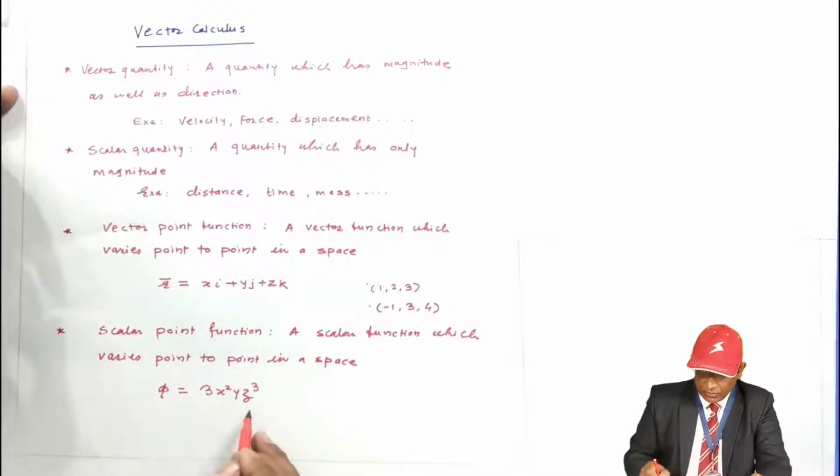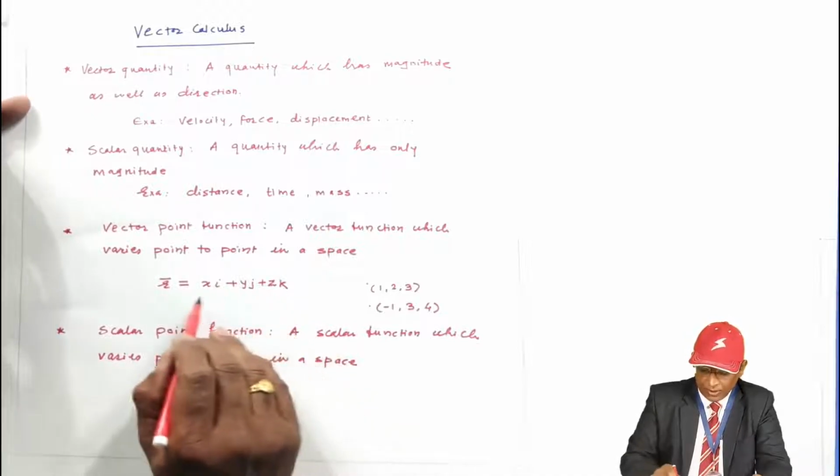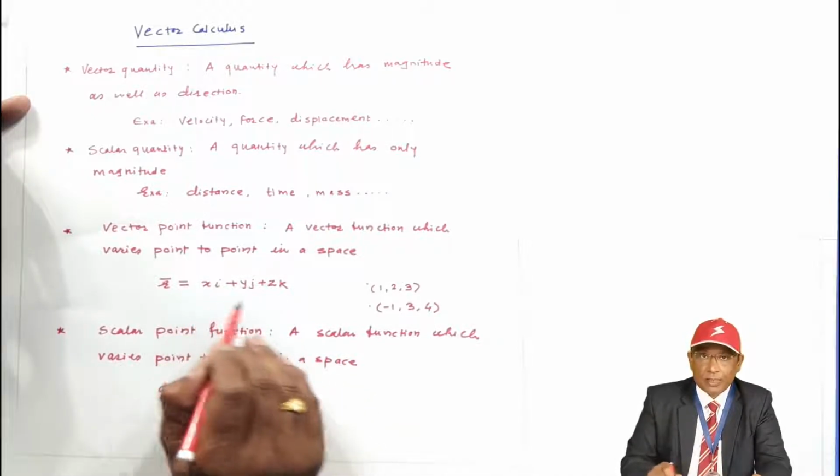This is a scalar point function, this is a vector point function. Just keep in your mind, whenever i, j, k are present, it is a vector function.